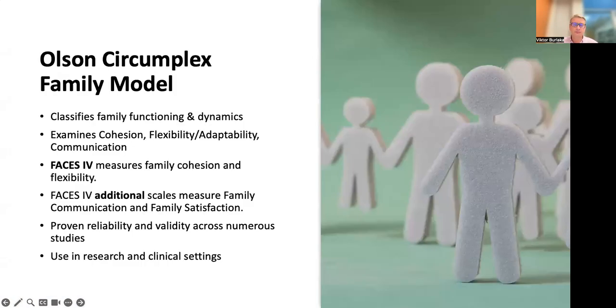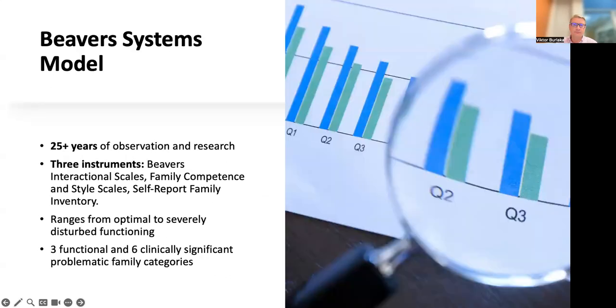The Olson circumplex model provides a structured approach to understanding and navigating the complex dynamics within family systems. It examines three dimensions: cohesion, flexibility, and communication, and allows professionals to gain insight into the family's emotional bonding, ability to adapt and communicate. FACES IV is an instrument that allows to see these dynamics. It is a versatile tool applicable in diverse scenarios in research and clinical contexts.